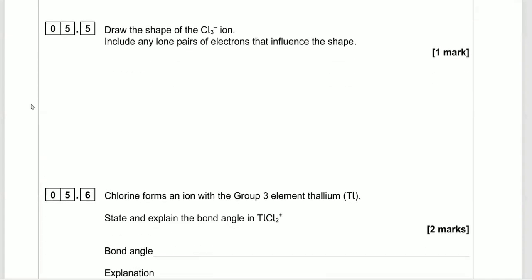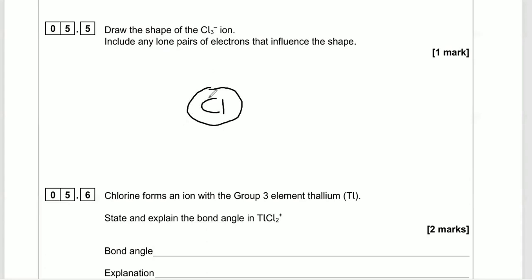So, all right, 5.5: draw the shape of the Cl3 minus ion, including any lone pairs of electrons that influence the shape. This one I'd say is the hardest question, but it's only worth 1 mark. So how do you work this? Well, a chloride ion is going to be your central ion, right? And it's got 2 other chlorine atoms attached.